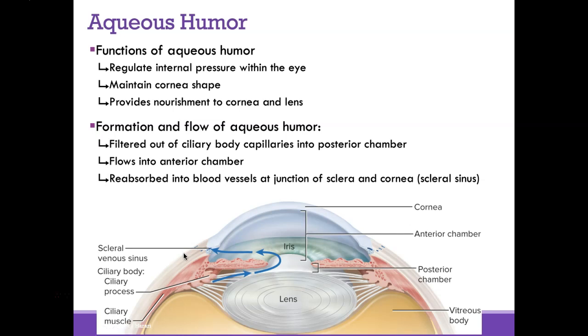So this is, again, a liquid that's for the eye. It's just for the anterior compartment of the eye. And this aqueous humor gets filtered from the ciliary body, and it flows from the posterior chamber to the anterior chamber into the scleral sinus, where it goes back into the blood.